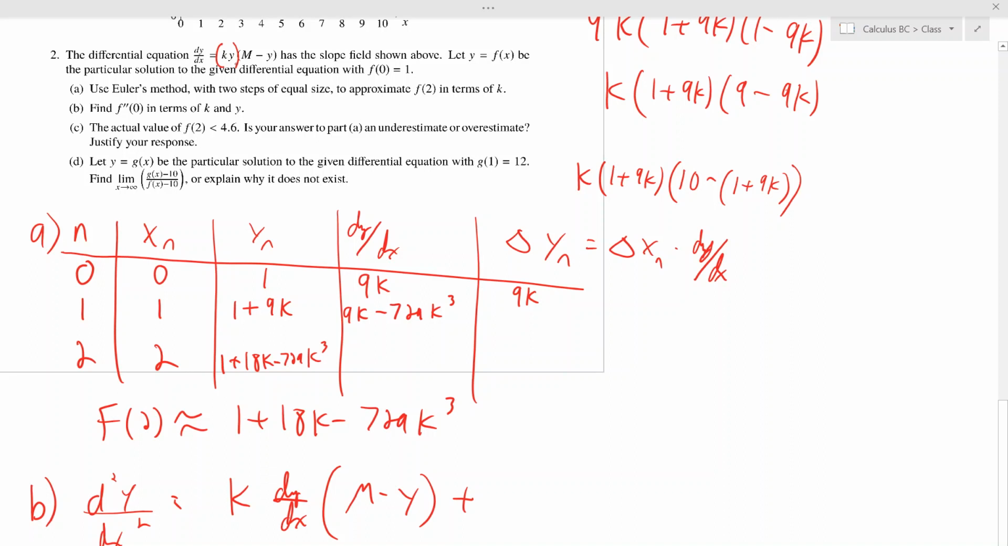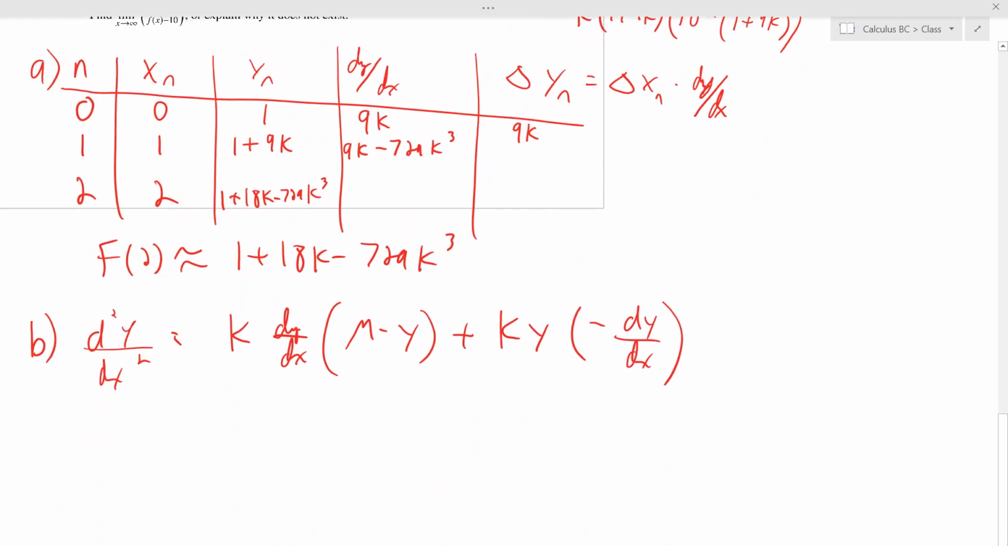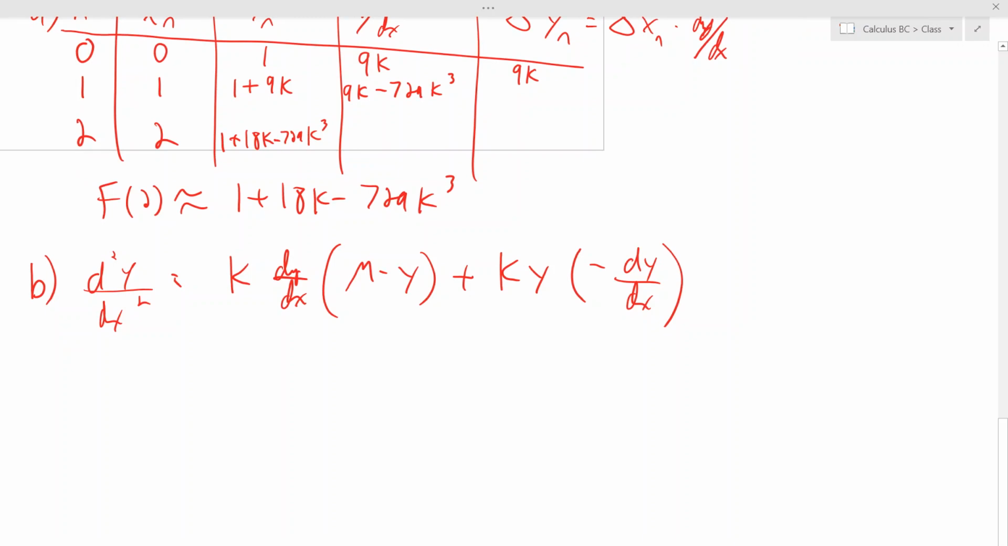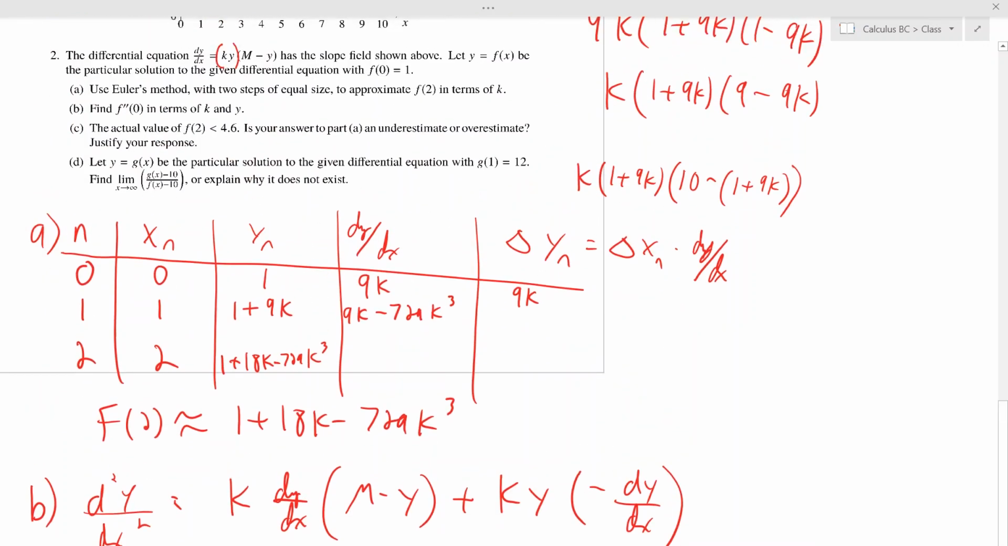When we derive them, that y does not turn into a 1, it turns into its derivative, dy/dx. So deriving ky yields k dy/dx times the second part, m minus y, plus, leave the first part, ky, times the derivative of m minus y, which is negative dy/dx. And you can see from here, we have to plug in what dy/dx is, because the question specifically asks for it in terms of k and y, not dy/dx. We don't want that floating around.